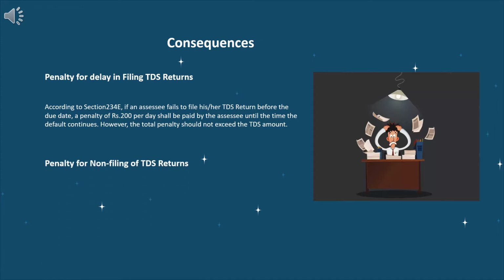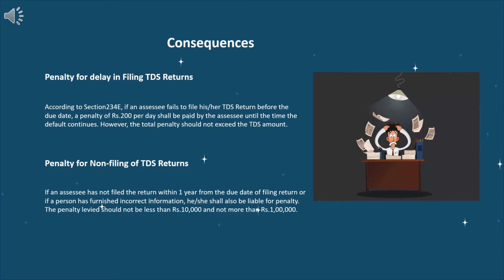Penalty for non-filing of TDS returns. If an assessee has not filed the return within 1 year from the due date of filing the return, or if a person has furnished incorrect information, he or she shall also be liable for penalty. The penalty levied should not be less than ₹10,000 and not more than ₹1 lakh.